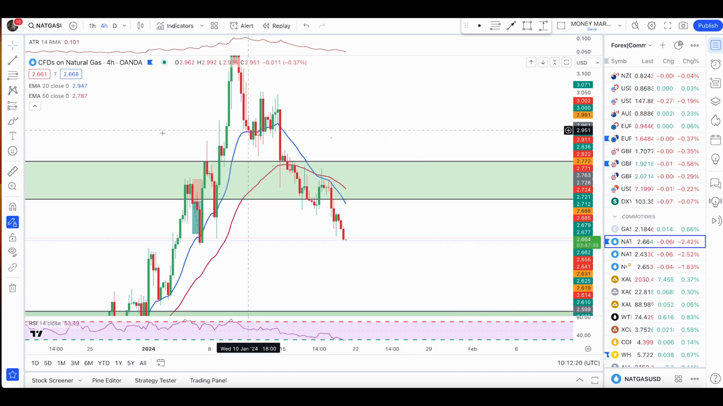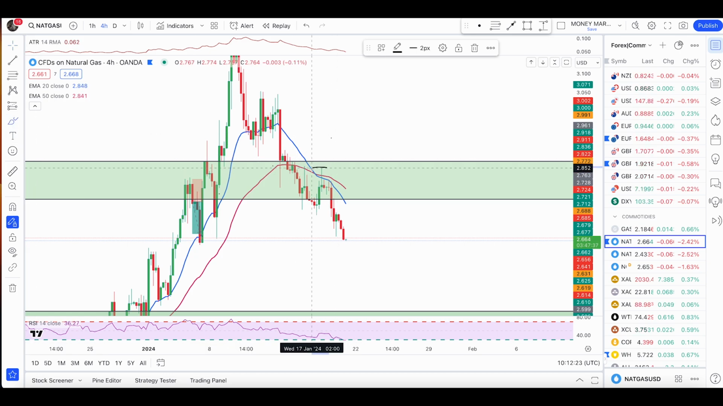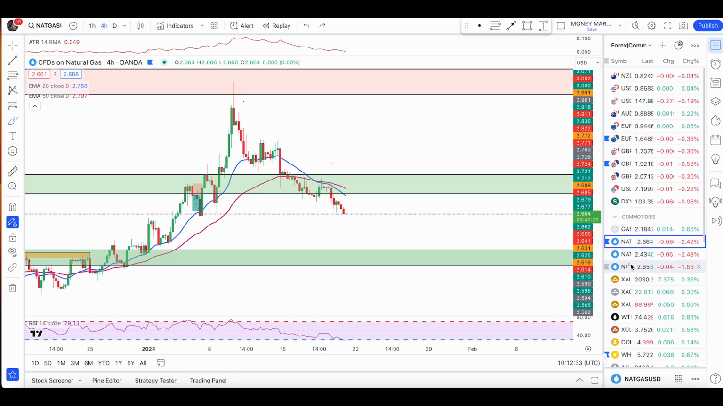Now, if you are my student in MMTA, right here, what do we have? We had a nice bearish engulfing pattern. That is a valid pullback entry, and that follows all the rules you learn in my course. Now, at this point, what to expect from here?